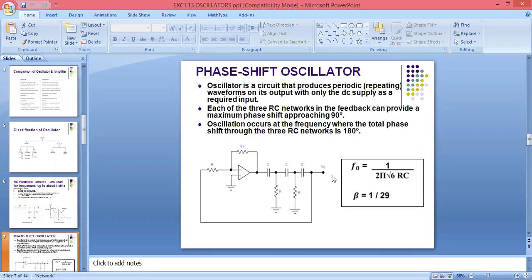If you calculate the output frequency and beta, these are the mathematical equations for the frequency and the beta. In an RC network, we are getting 1 upon 2 pi RC. And when we are using the RC network with the amplifier, the output frequency will be 1 upon 2 pi square root of 6 RC, and beta is 1 upon 29.